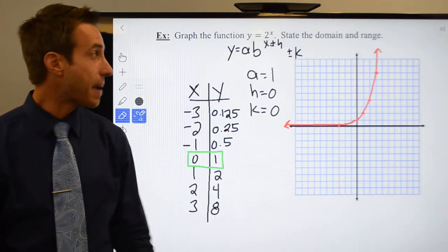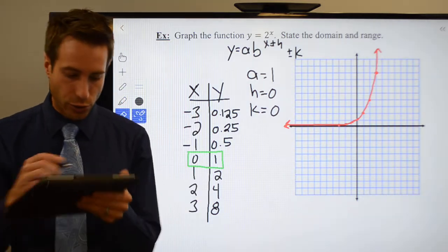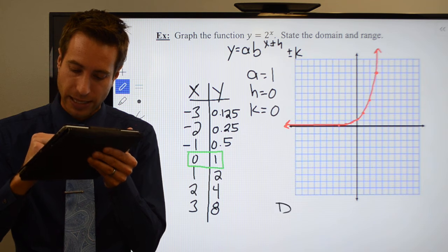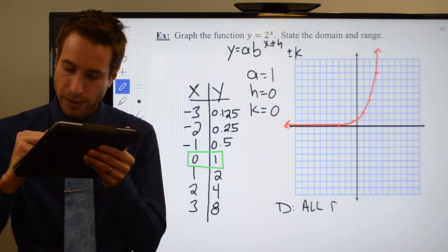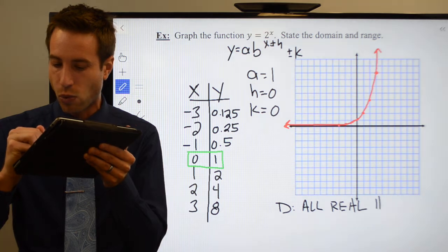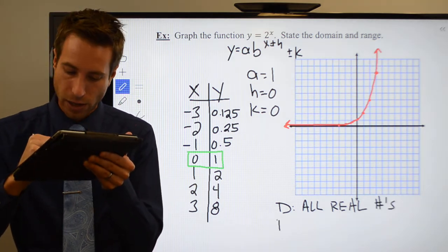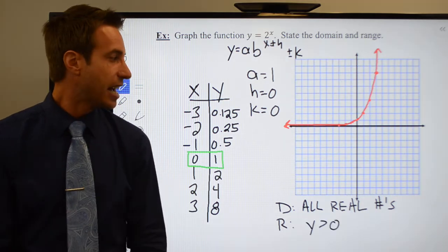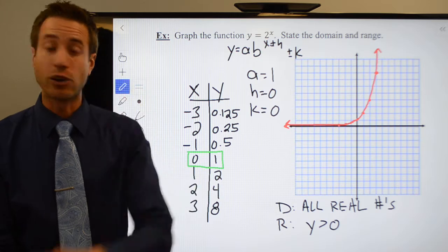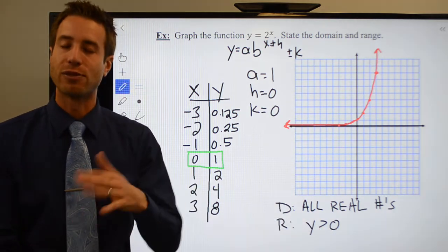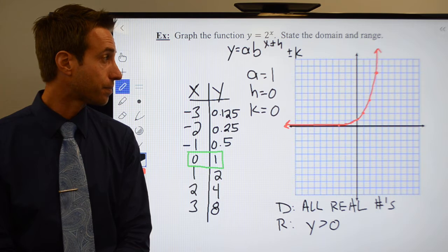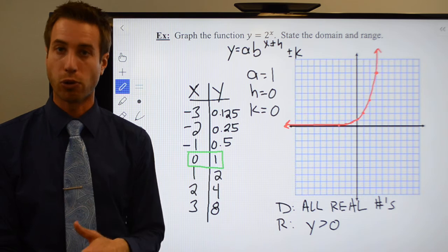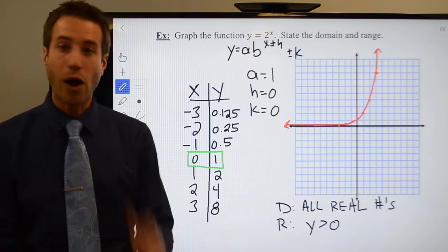So there's my graph. And I do ask you for the domain and range, so let's go ahead and do that. But it's actually really easy. It's exactly the same as the previous two example problems that we did. The domain's going to be all real numbers. You can pick any value of x you want to and plug it in. It'll work. The range, again, because the x-axis is my horizontal asymptote, will be all values of y greater than 0. And again, that's just because the x-axis is my horizontal asymptote, which is a line that my graph will approach but never touch.